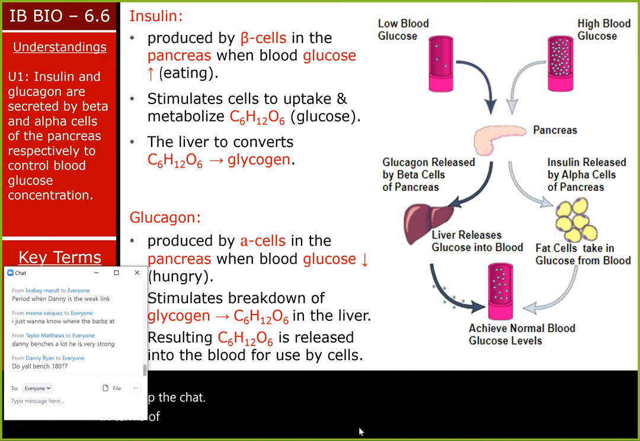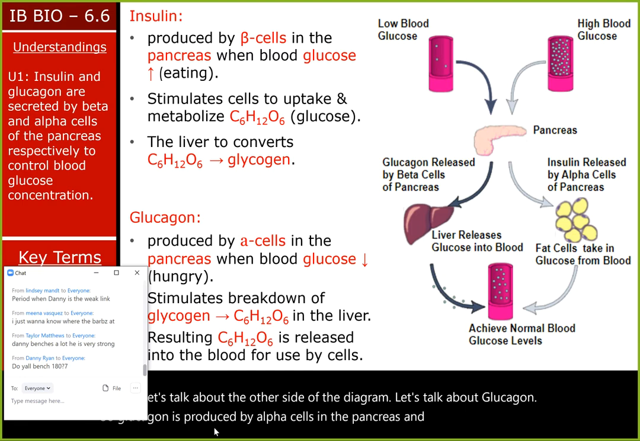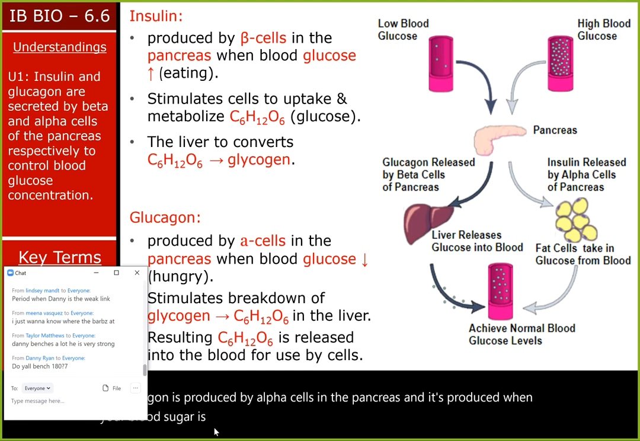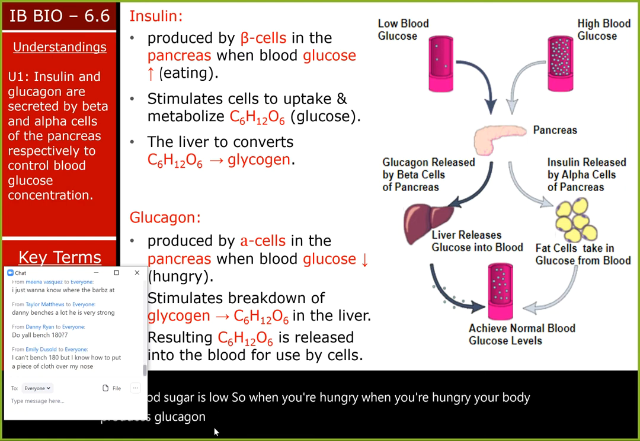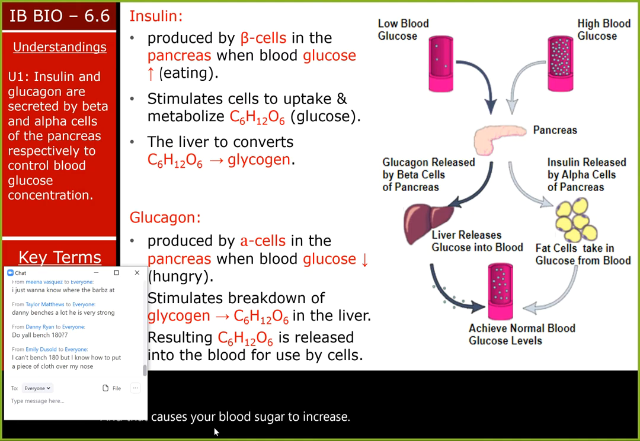All right. So now let's talk about the other side of the diagram. Let's talk about glucagon. So glucagon is produced by alpha cells in the pancreas, and it's produced when your blood sugar is low. So when you're hungry, your body produces glucagon. And that stimulates that glycogen in your liver to be broken down. And that causes your blood sugar to increase.